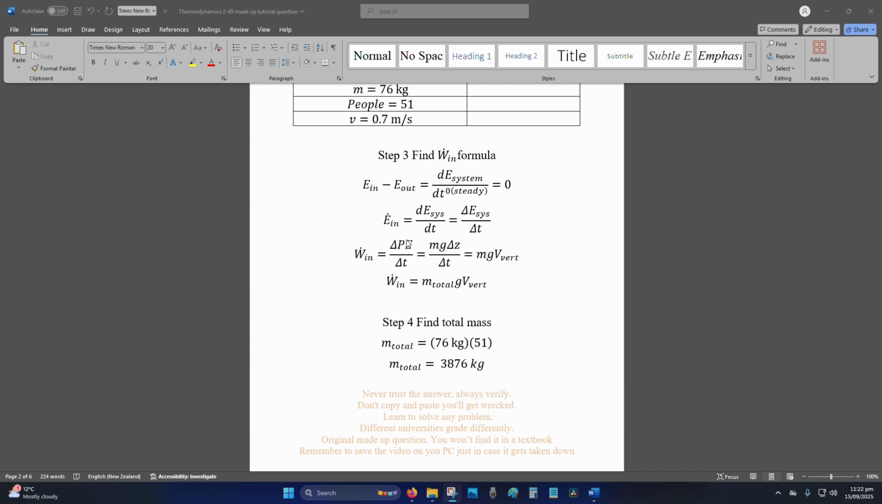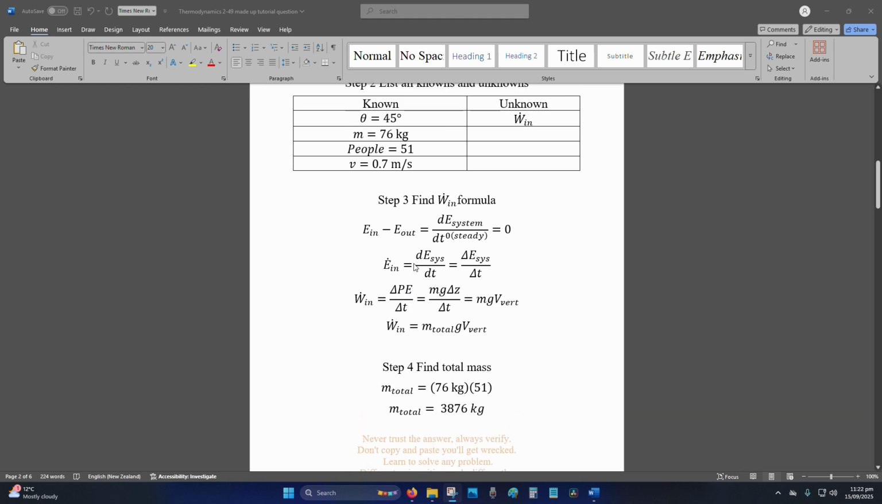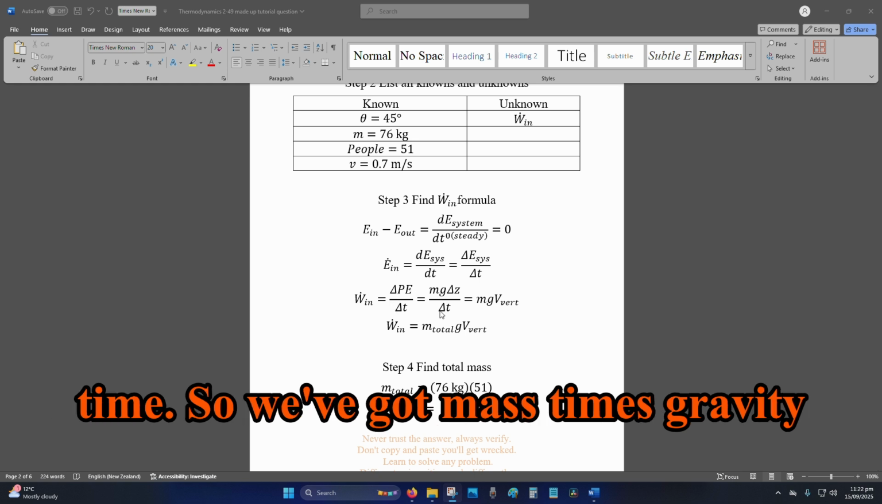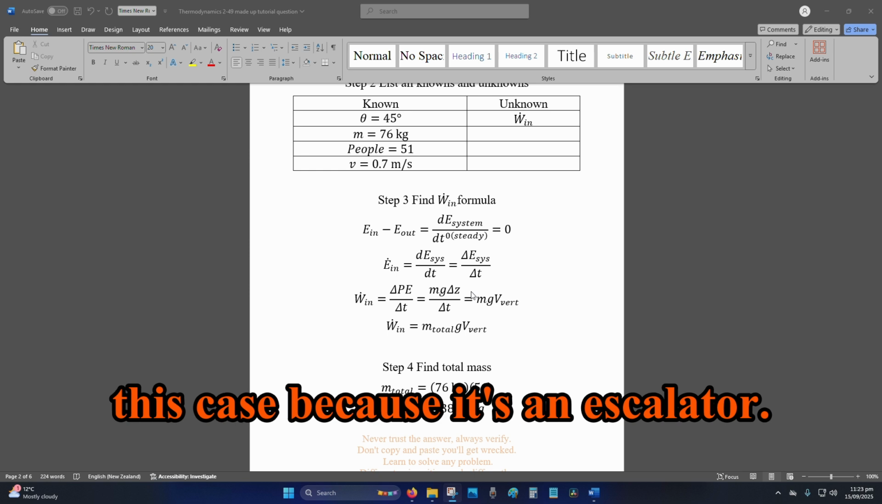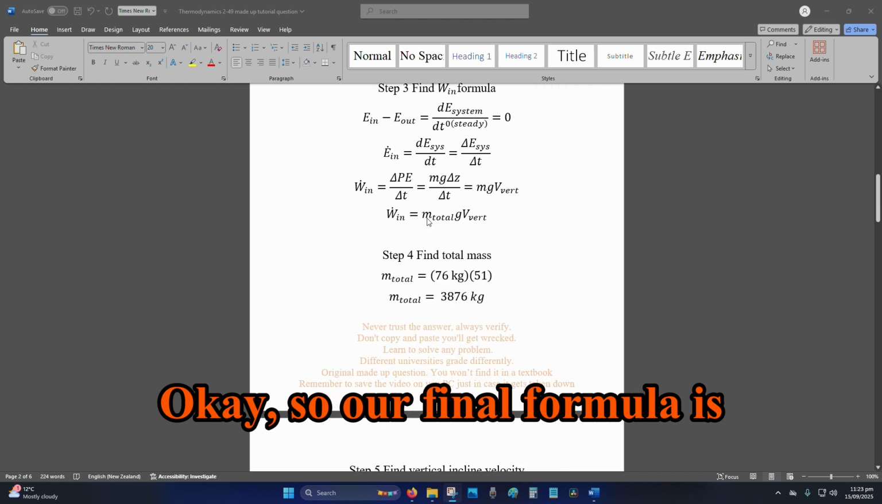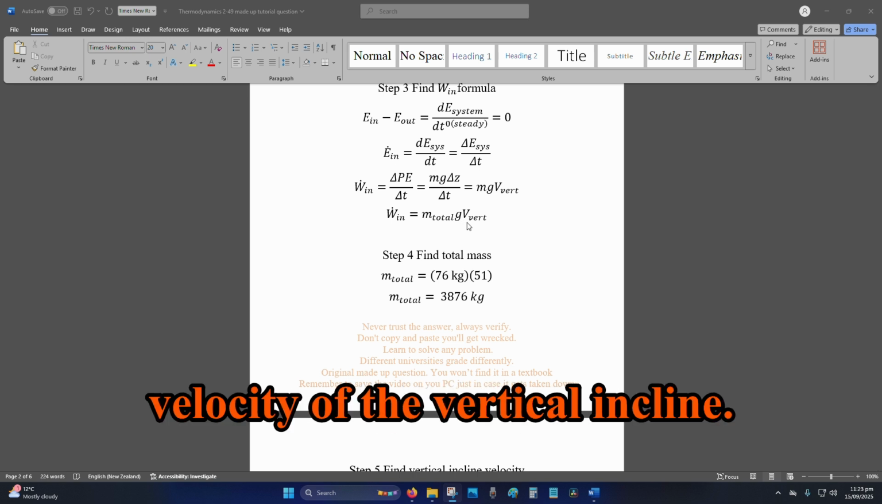We've got our potential energy, and that's potential energy over time. So we've got mass times gravity multiplied by the height or elevation in this case because it's an escalator. Okay, so our final formula is the total mass multiplied by gravity multiplied by the velocity of the vertical incline.